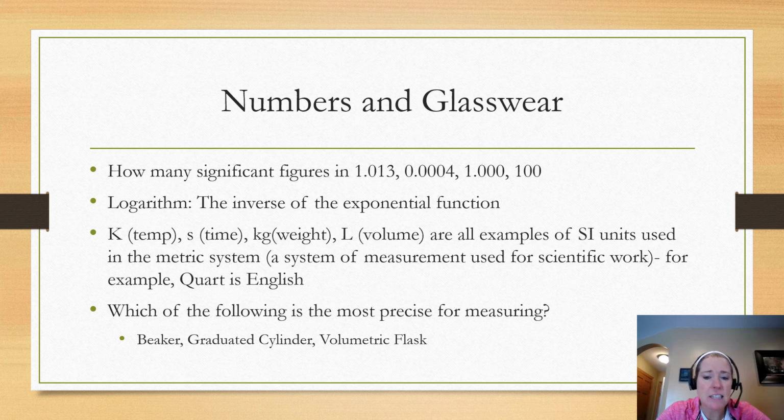Know about different things for measuring. We want to use things that are most precise. Out of this list here, beaker, graduated cylinder, and volumetric flask, a beaker would be the least precise. Usually the larger the item is, the less precise it will be.